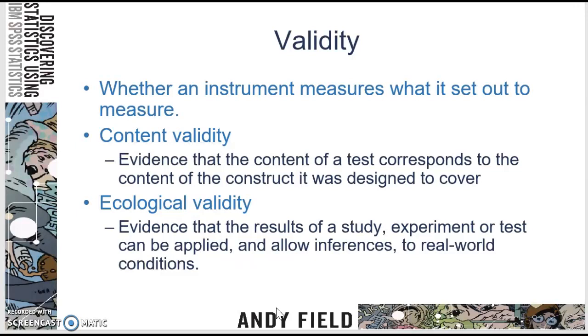So, a valid instrument is an instrument that measures what it is set out to measure. Now, some of you are going to say, well, I want to create my own survey. That's very difficult because sometimes you don't always know if what you're actually measuring is what you're intending to measure. All right. And so on the web page, I talk a little bit about the different types of validity.